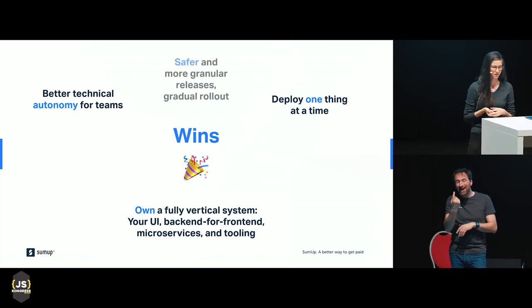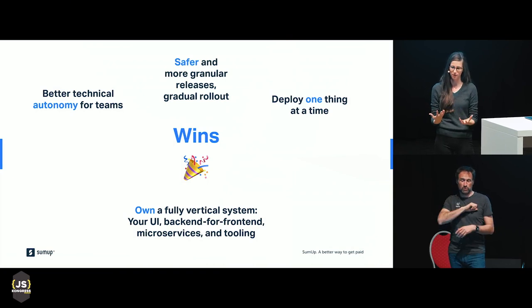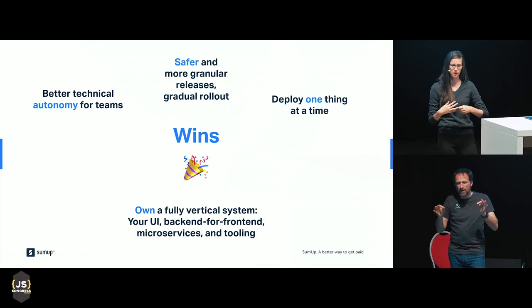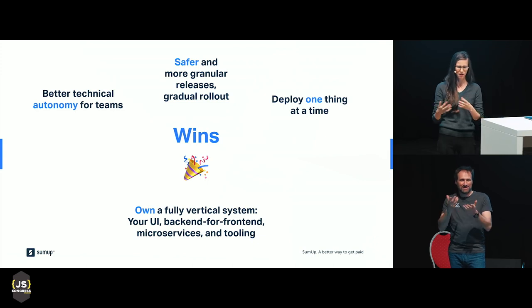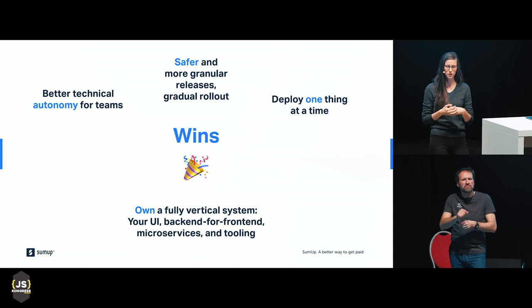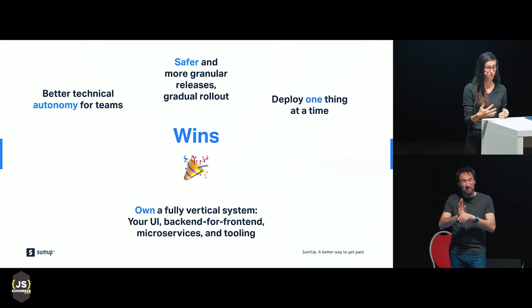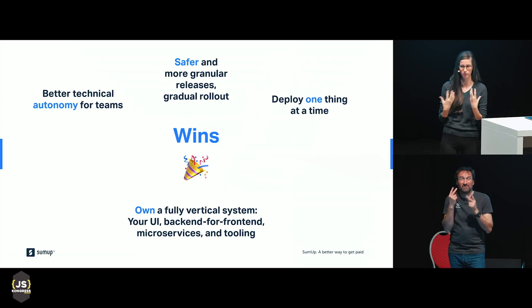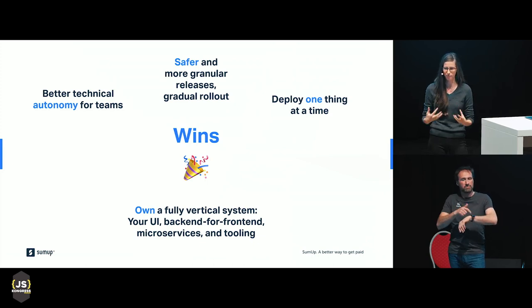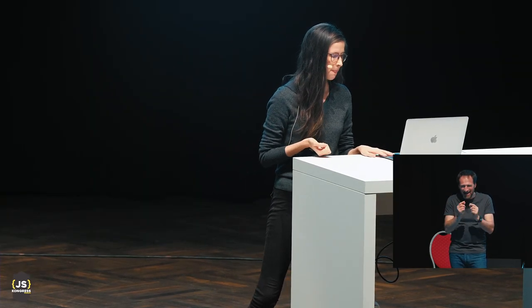And a major win for this is that you have the option to have more granular and safer releases. So instead of rolling out your whole app at once and maybe doing that gradually, you can roll out individual parts. And if you're working in a business scenario where being up all the time is super important, like in my scenario, I'm working in finance, it is so important that things don't go down. So being able to make them smaller and less risky is very, very critical.